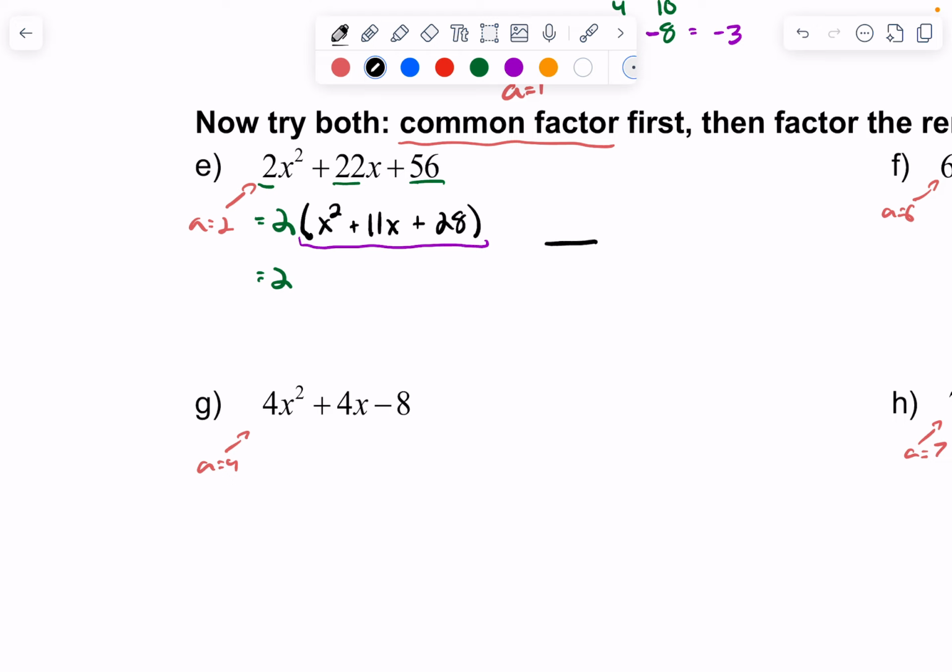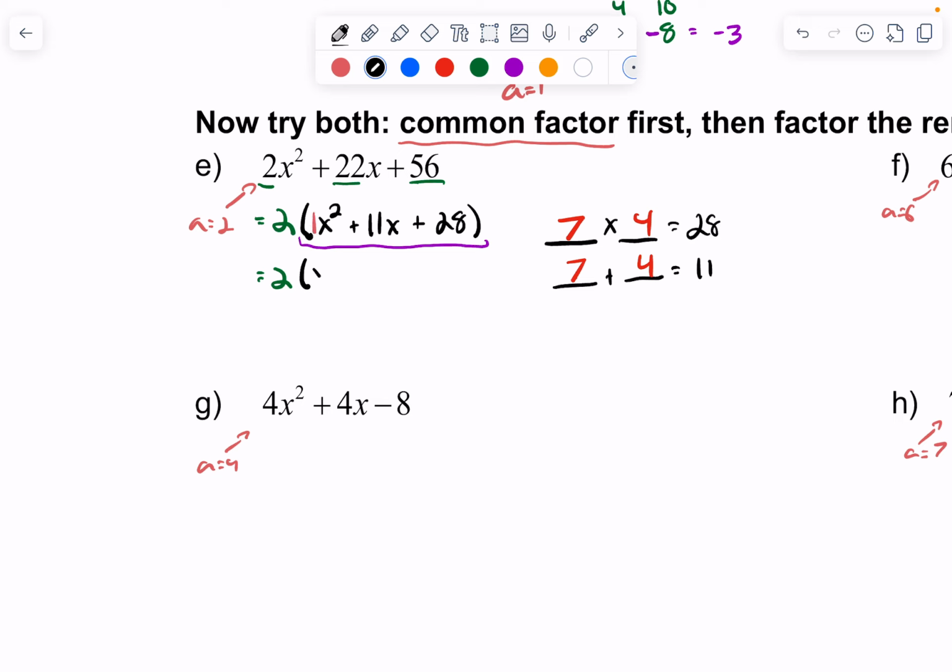So we need two numbers that when multiplied give us 28. And those same two numbers have to add up to give us 11. Go through your multiples of 28 and you would find it would be 7 and 4. So that means your answer, that 2, like I said, is still in front. And now it is a simple trinomial because there's a 1 here in front of the x.